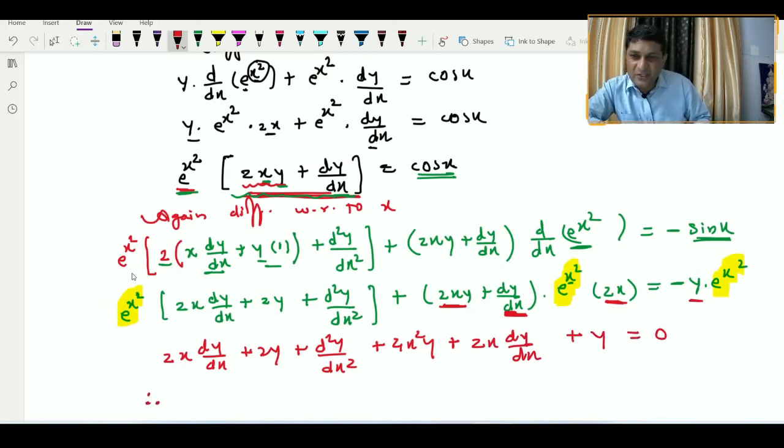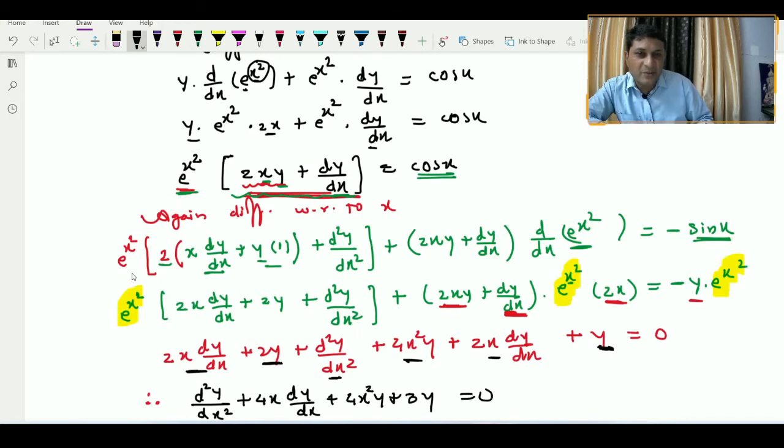Now write down this equation in the standard form. Whenever we are writing an equation in the standard form, first we write the term of the second order derivative, that means d2y upon dx square. Then collect these two terms, the terms of dy by dx. 2x dy by dx plus 2x dy by dx is 4x dy by dx. And later on, 2y plus y will be equals to 3y, and here we will get 4x square y is equals to 0.